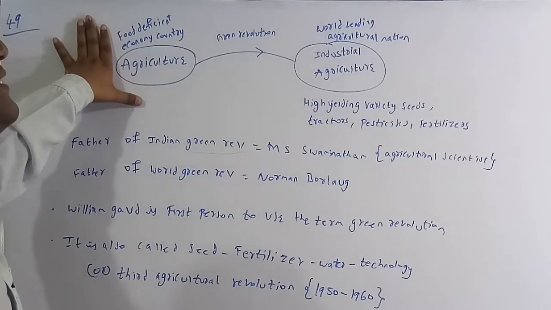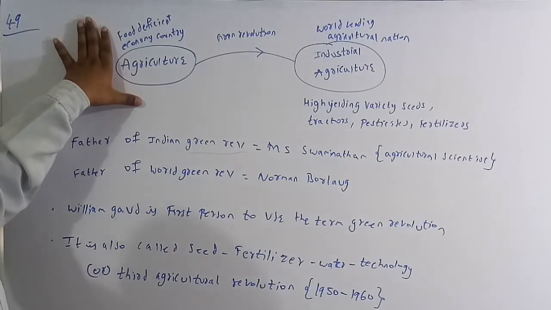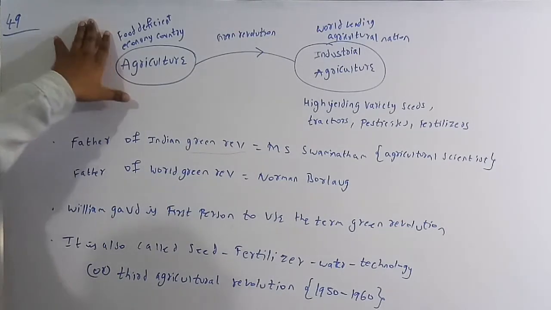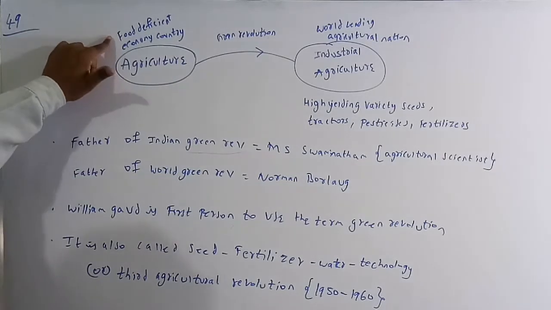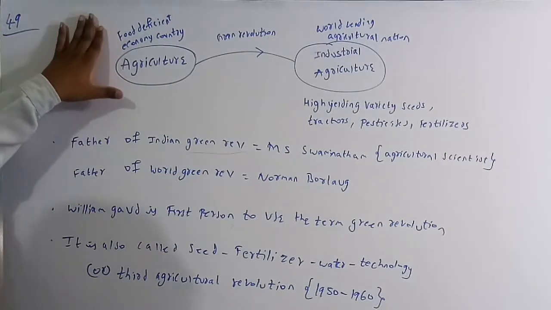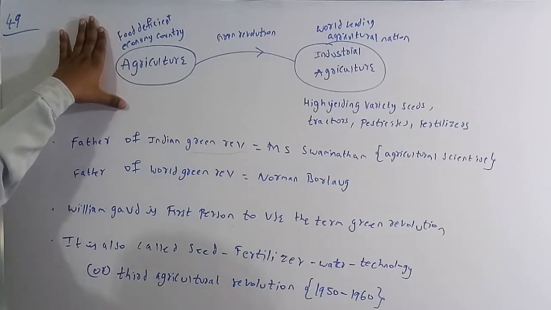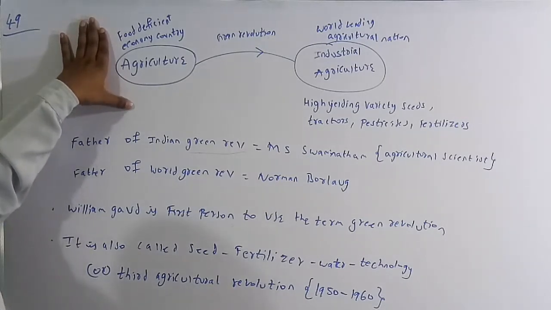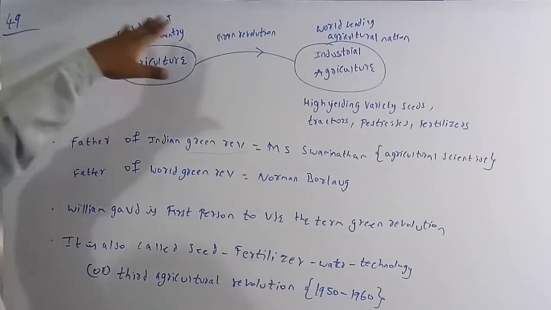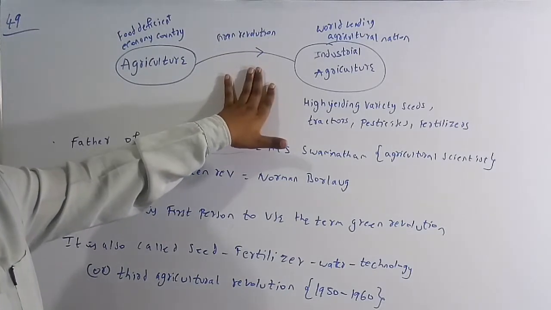By using more agriculture land, they thought that food production would be higher, but that was not the case. Initially India was a food deficient economic country, which means a lot of food was deficient, and all the people in the country were not able to get sufficient food. So then India introduced the green revolution.